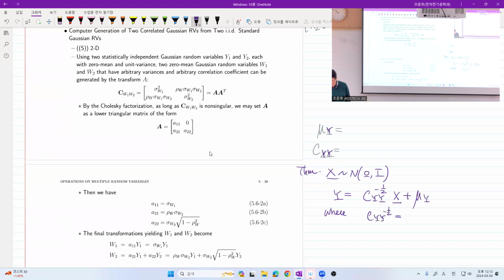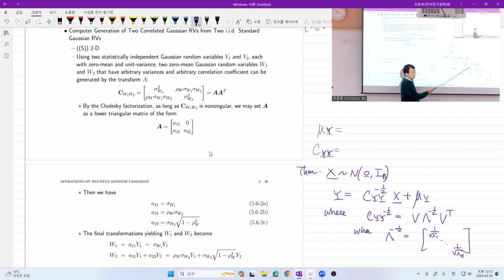C_YY square root equals V lambda square root inverse V transpose. Again, where lambda square root inverse equals diag of 1 over square root lambda 1 through 1 over square root lambda n. If x is n-dimensional, y is n-dimensional. So as far as you can generate a standard Gaussian IID, then this transformation always gives you your desired Gaussian random vector y. Not only the two-dimensional case, which is a special case, but for any n-dimensional case, as far as your desired output has a positive definite covariance matrix. Because here we have the inverse of the eigenvalue, right? So they must be all positive.